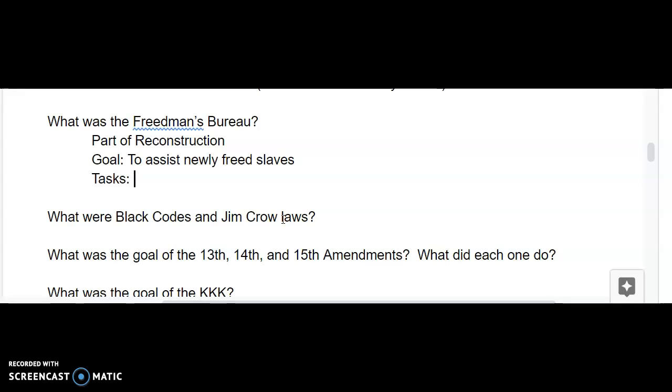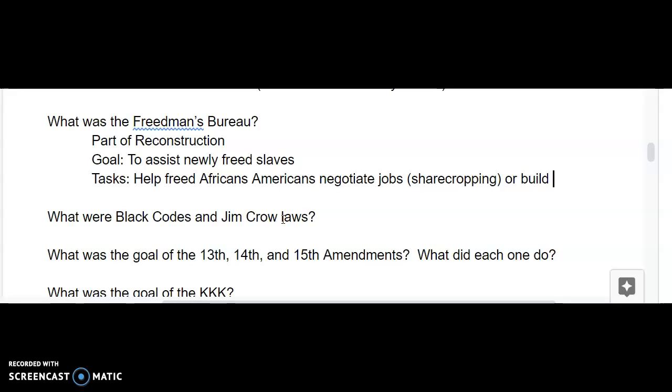So some of the things that the Freedmen's Bureau would do was help freed African Americans negotiate jobs. And we'll talk about sharecropping. Put that there. Or build schools. So you have to remember, the slaves are freed, and that's really wonderful, but the slaves really have nothing. They have no money. They have no education. They need to find jobs and ways to support themselves. And that is the goal of the Freedmen's Bureau.